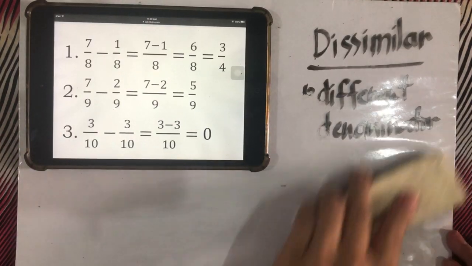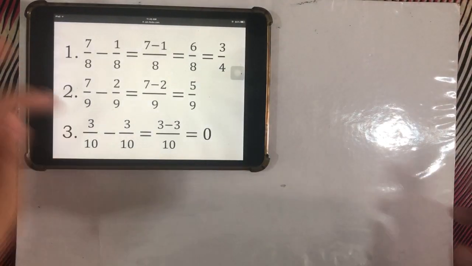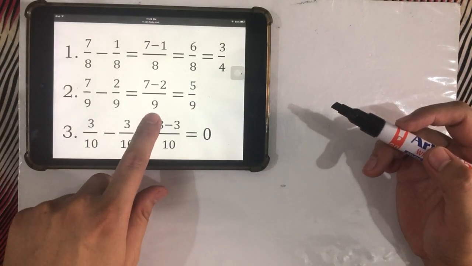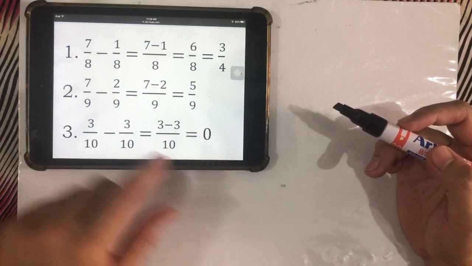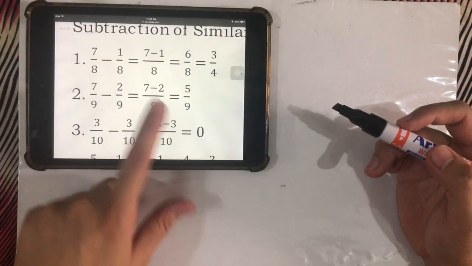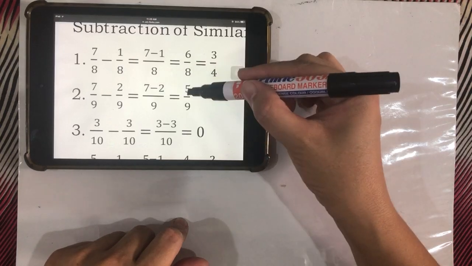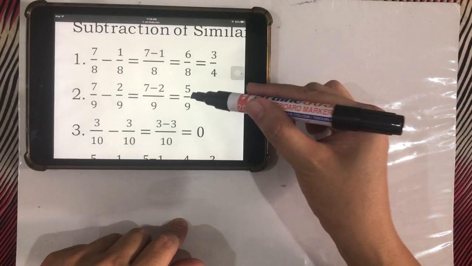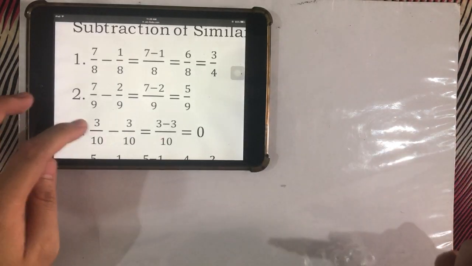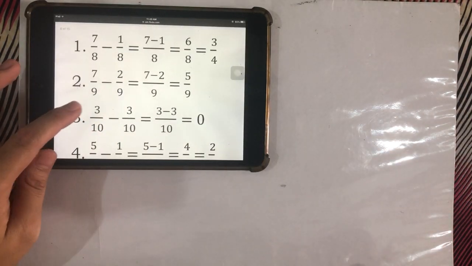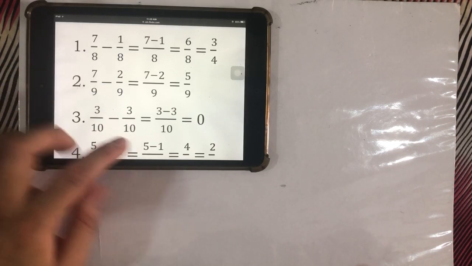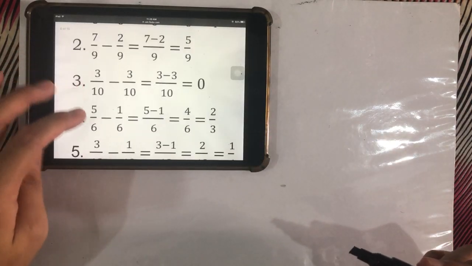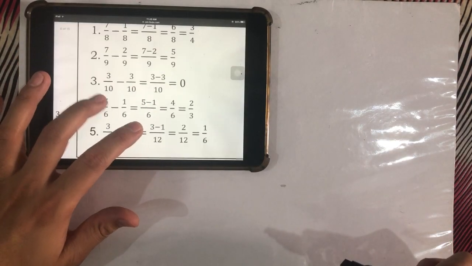So, we were given another example. Same thing: 7 over 9 minus 2 over 9. Just copy the denominator. Okay? Copy the denominator and then subtract the numerators. So, 7 minus 2, you have 5 over 9. Okay, here, of course, 3, the denominator is still the same. Copy it, but since 3 minus 3 is 0, your answer here is 0. Okay? Same thing with number 4 and number 5.